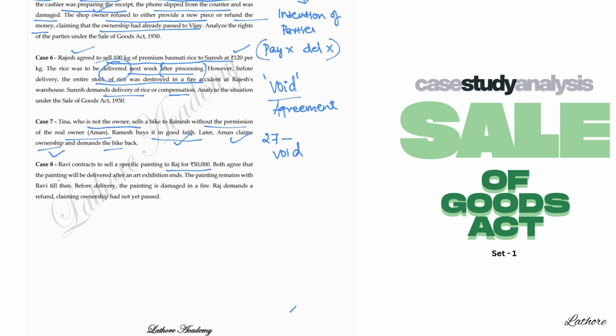Moving on to the last case, Ravi contracts to sell a specific painting to Raj for 50,000 rupees. Both agree that the painting will be delivered after an art exhibition ends. The painting remains with Ravi till then. Before delivery, the painting is damaged in a fire.